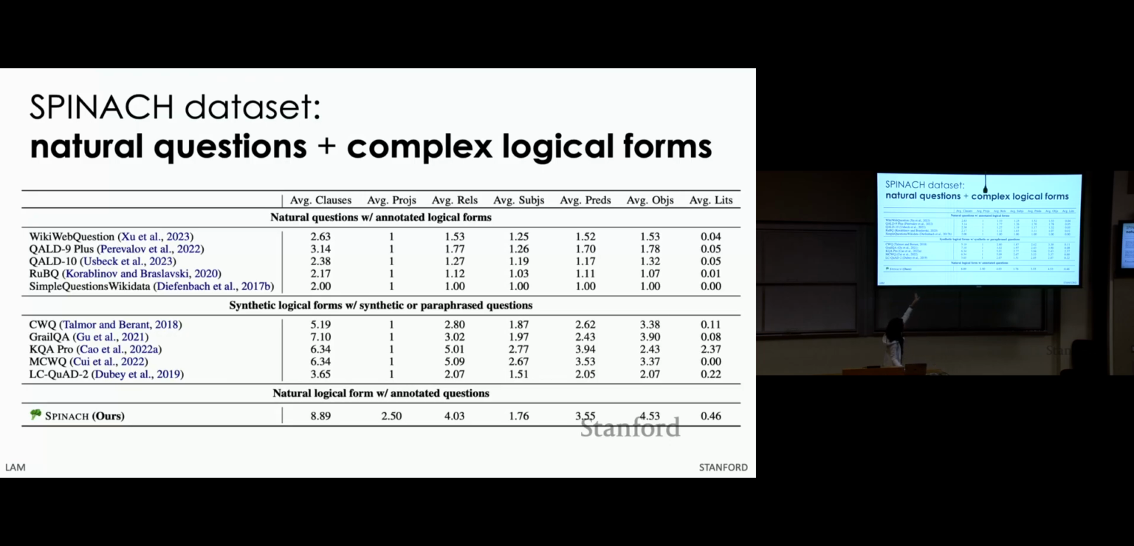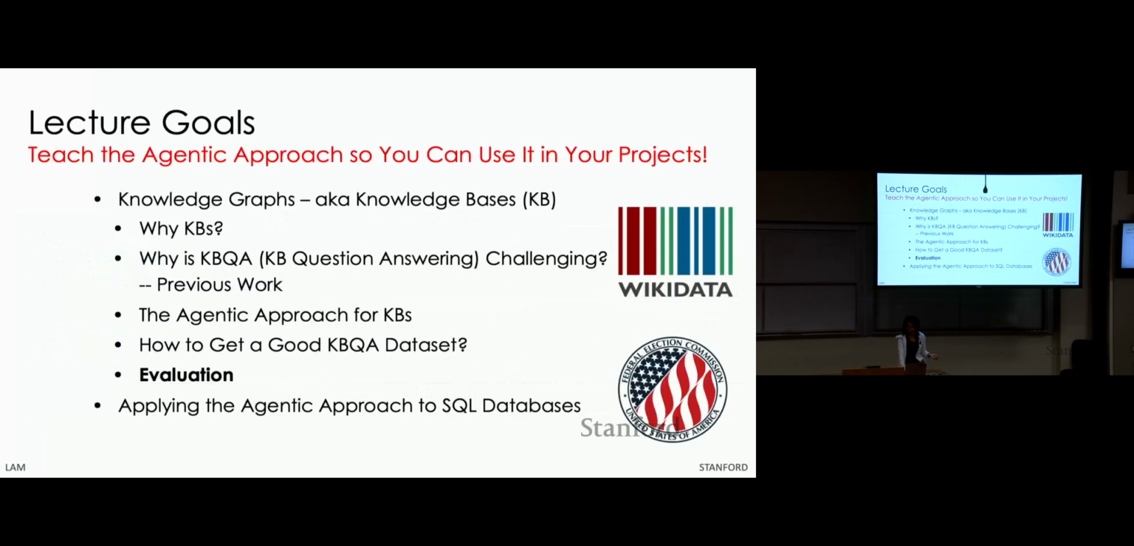If you compare the statistics, like the number of average clauses, we are much higher. The projections, we are always looking for multiple things and never just one thing. The average relations, the subjects, everything here is much bigger than what everybody else has done. And it is a much tougher data set. So let's get to the evaluation.